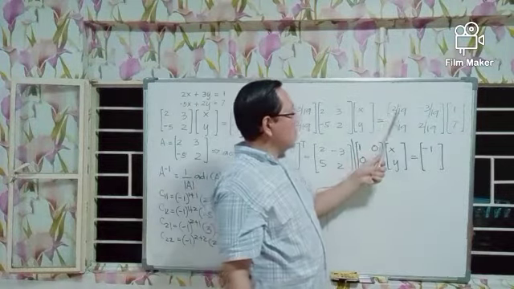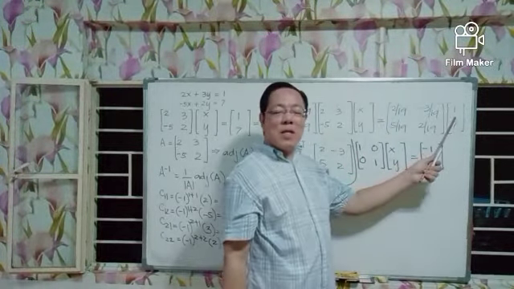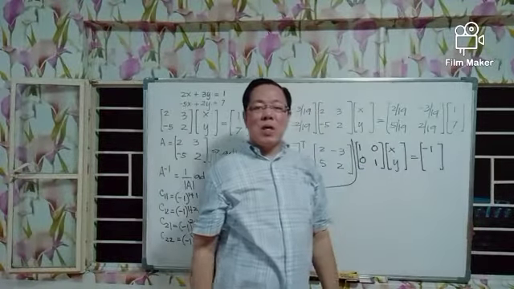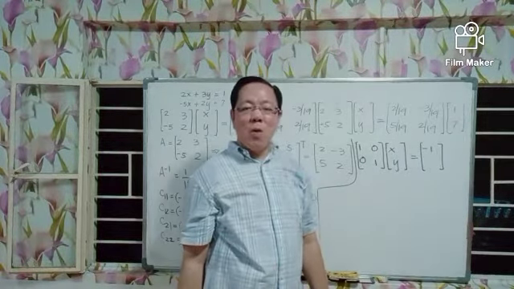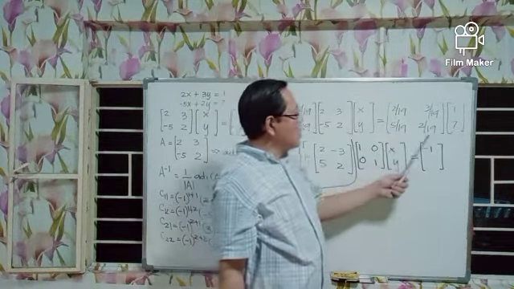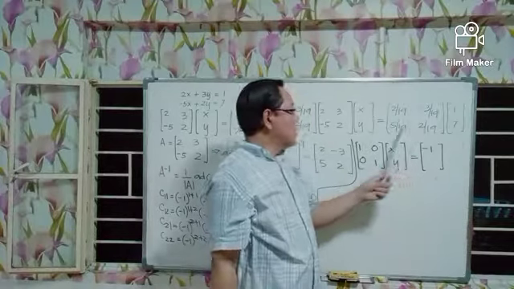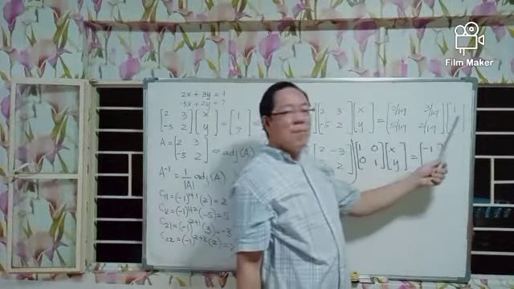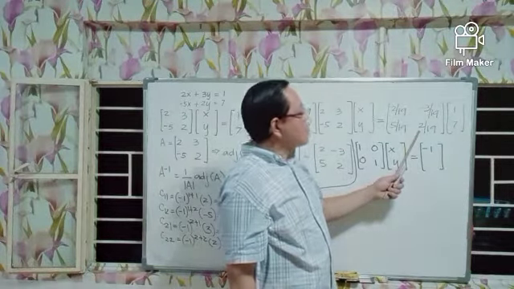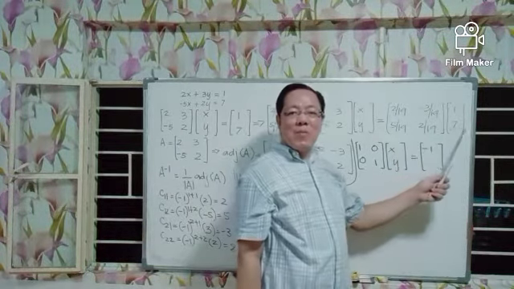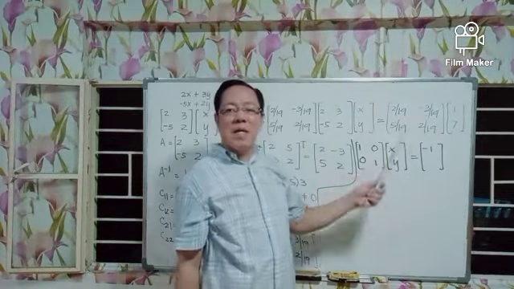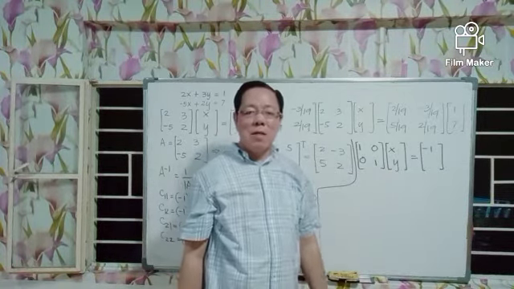Again, 2 over 19 multiplied by 1 is 2 over 19 plus minus 21 over 19, that's negative 19 over 19, or negative 1. Now multiply the second row by the column vector. 5 over 19 multiplied by 1 is 5 over 19, plus 2 over 19 multiplied by 7 is 14 over 19. 14 over 19 plus 5 over 19, that's 19 over 19, or 1.